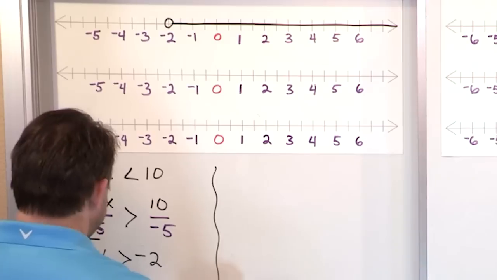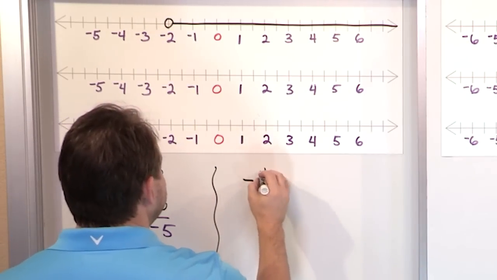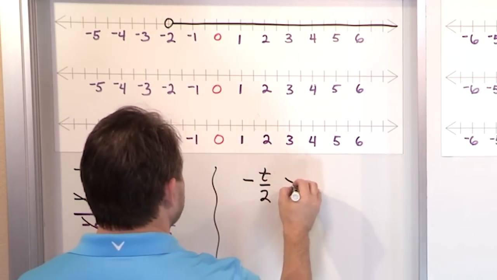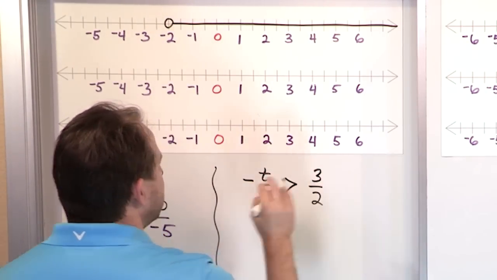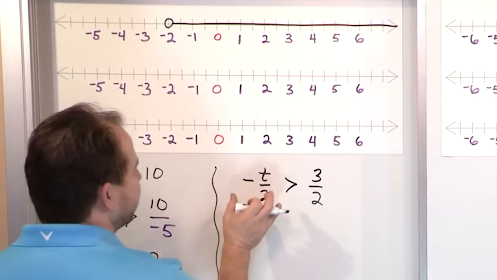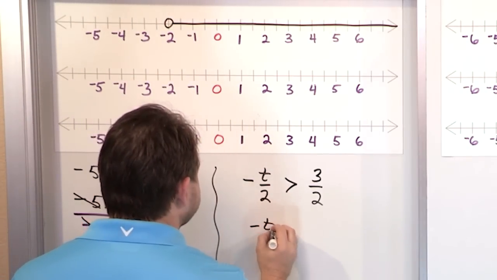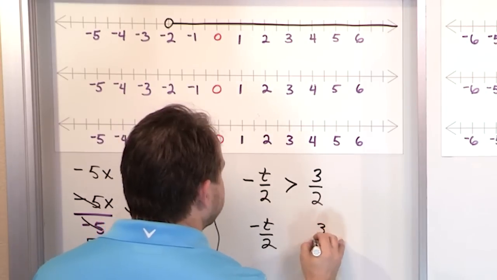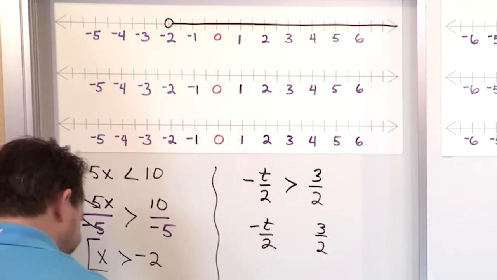All right, what if we had the inequality negative t over 2 greater than 3/2? There's a lot of different ways to do this. I can think of two ways right now, but what we're going to do is try to get rid of this. Let's do it like this, 3/2. We're going to do it like this.